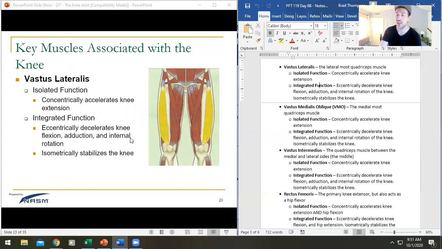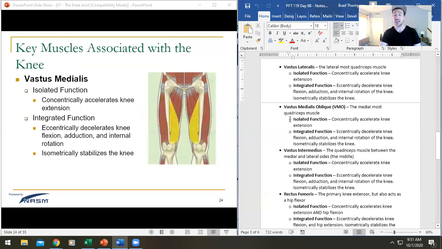Okay, so what does your vastus lateralis do? It concentrically, when it's shortening, accelerates knee extension. So when you're on that knee extension machine, you're working the vastus lateralis. But guess what? The vastus medialis does knee extension as well.